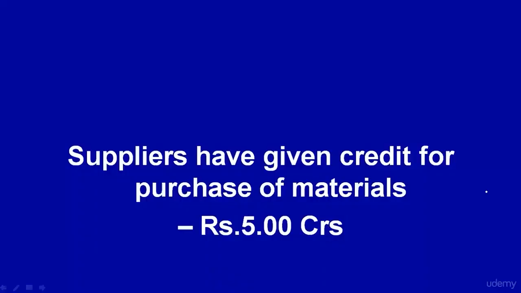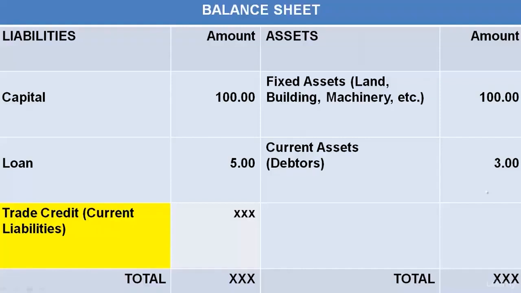Another example, suppliers have given credit for purchase of materials 5 crore. So you have purchased goods worth 5 crore. Anyhow, you have to pay back this 5 crore. So you have to pay back, it is a liability. So it will appear on the liability side of the balance sheet as current liabilities, say 5 crore.